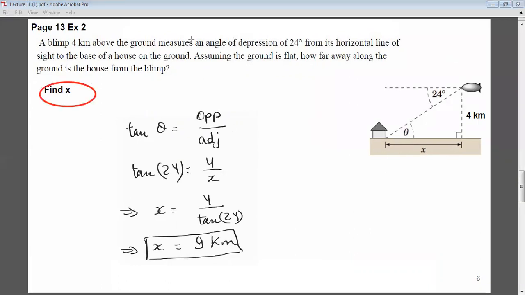Again, if I look at this triangle, okay, I have the opposite side. I have the adjacent side, and I have information about the angle. How much is this angle? Do you all agree that this angle is equal to 24? Why is this 24?